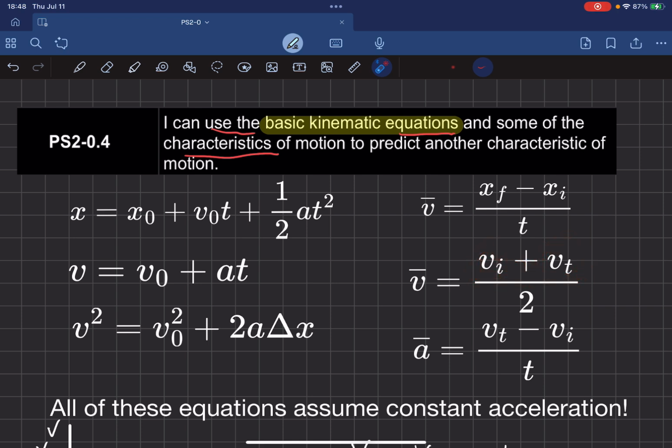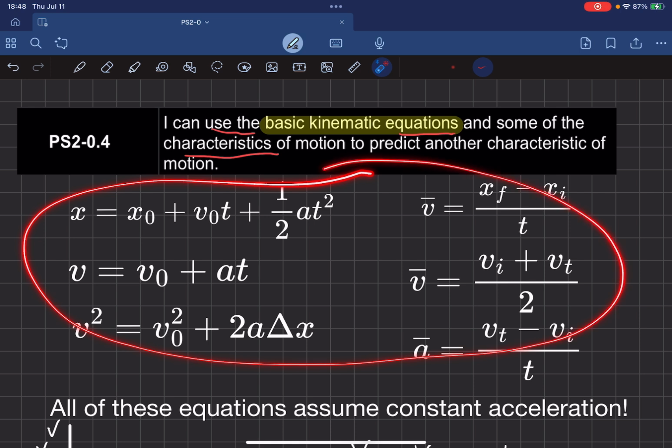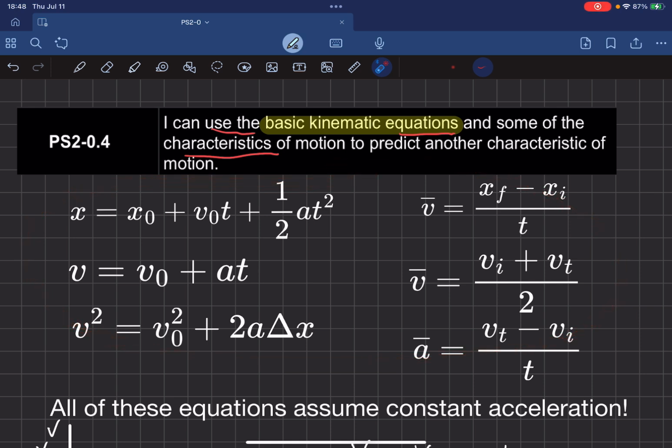Now, I want to point something out here. This average velocity, and in fact, all of these equations that we've been talking about so far, only work if we assume a constant acceleration. If we do not have a constant acceleration, then none of these equations are valid and you should not use them. But in the case that they do have constant acceleration, then these can be applied.